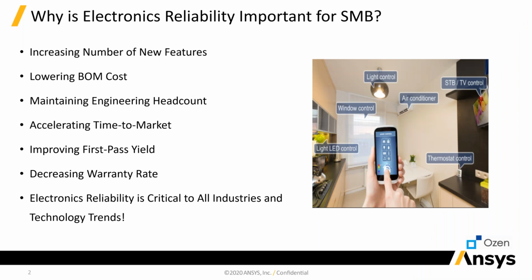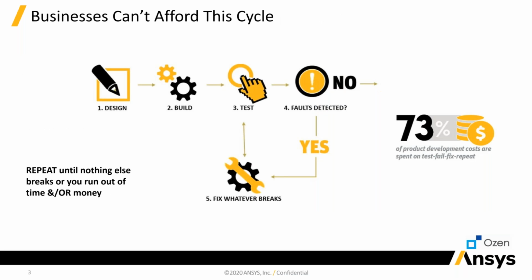So electronic systems are found in nearly all industries, and ensuring these systems remain operational and perform their intended function in a variety of environments is critical to product success and customer satisfaction. Companies who properly address electronics reliability concerns through simulation can meet many of the objectives stated here. Traditionally, companies have used a design, build, test, break, and then fix design cycle. As I'm sure you know, this approach can be expensive and time-consuming.